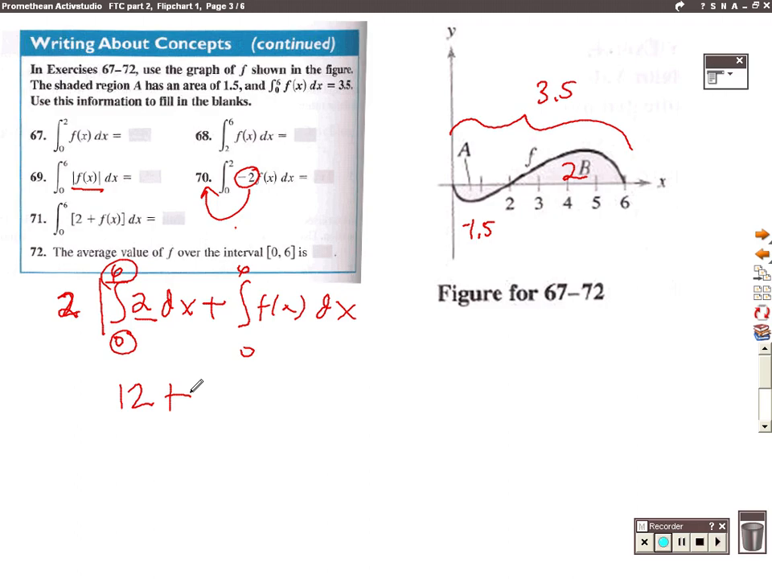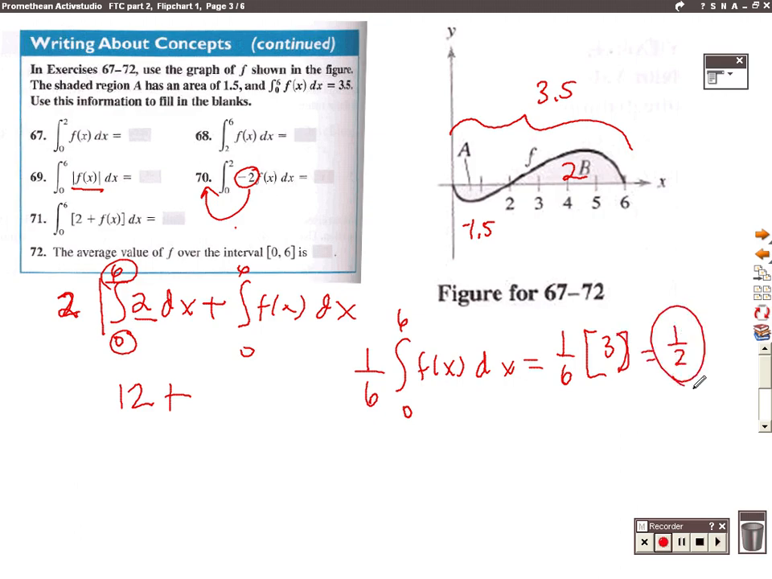The average value of f is 1 over b minus a, so it would be 1/6 of the integral from 0 to 6 of f of x dx. So that would be 1/6 of the area from 0 to 6, which we know to be 3, and 1/6 of 3 is 1/2. So that would be the average value on the interval.